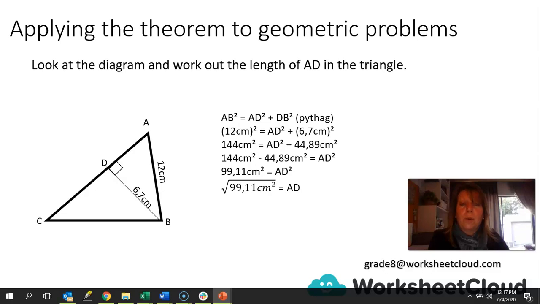So let's square root that on the calculator, and I get 9,96 centimeters, and that is going to give me AD. So that is the measurement for that part of the base of this triangle. Like I said to you, I think I said it to you last time, we can work in a triangle that is not a right angle triangle as a whole, but we need to make sure that there is a right angle somewhere, and we are given the measurements.